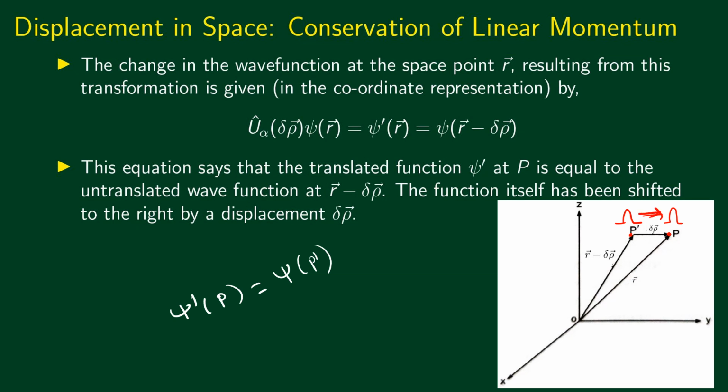So in general, we can write this like this. Psi prime of r vector, where r vector is the position vector corresponding to this point P, has to be equal to psi of P prime. The position vector corresponding to P prime is r vector minus delta rho vector. So we can write the action of this translation operator on the wave function psi of r vector is such that the function now changes to psi of r vector minus delta rho vector.